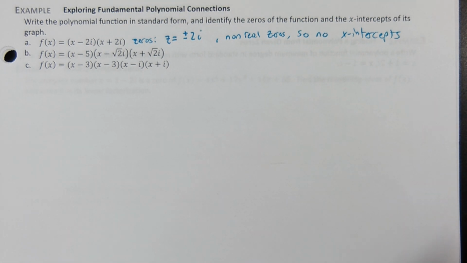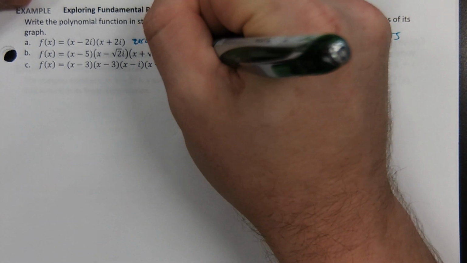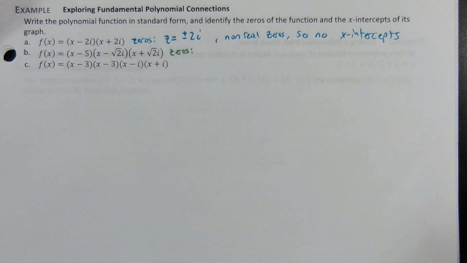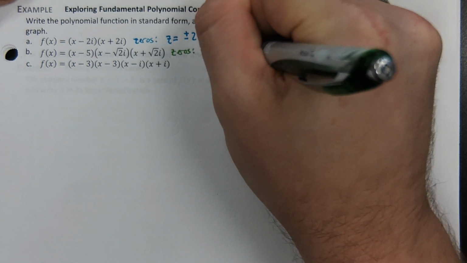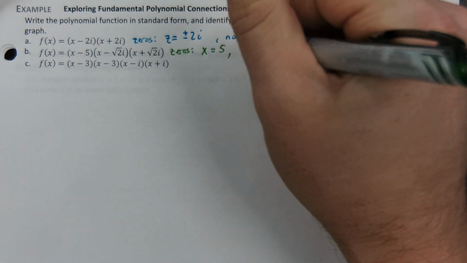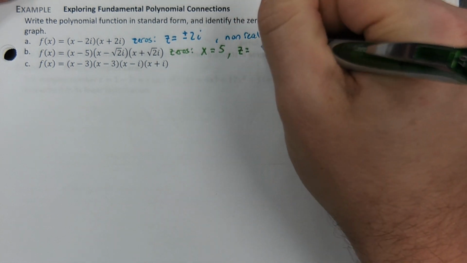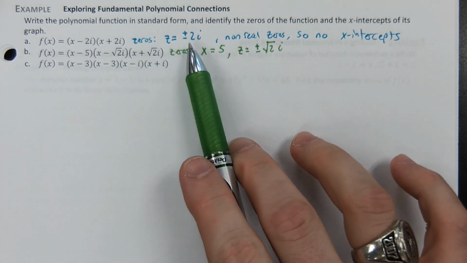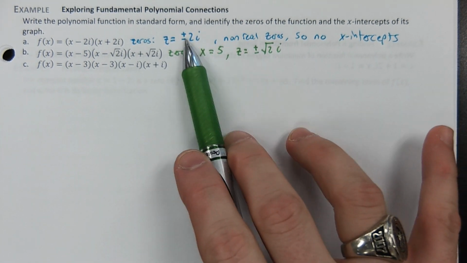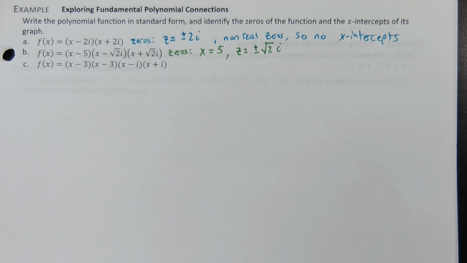For the next one, 3 parentheses tells me 3 zeros. One of them is real: x equals 5. But the other two, x equals plus or minus root 2i. Interesting. They both had 2 non-real solutions. That's interesting. And they were both plus or minus the same number. That's really interesting. What about x-intercepts?